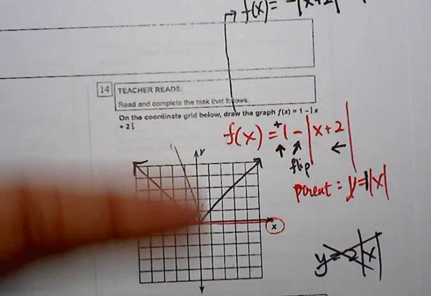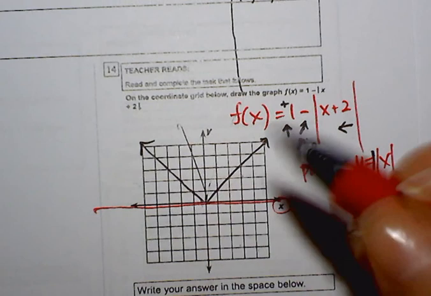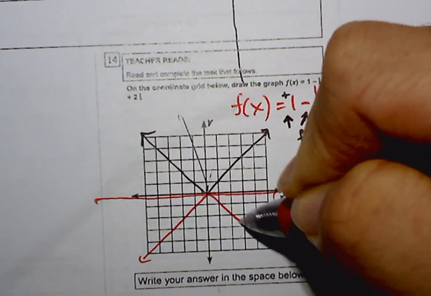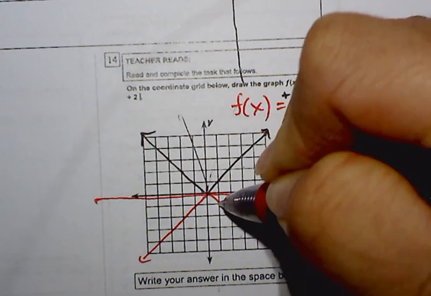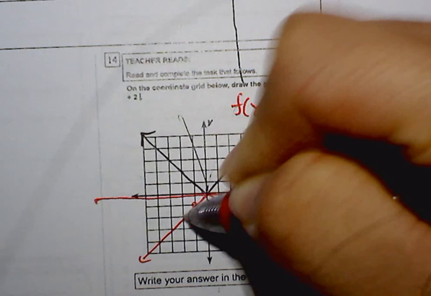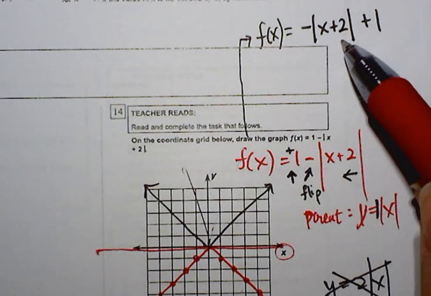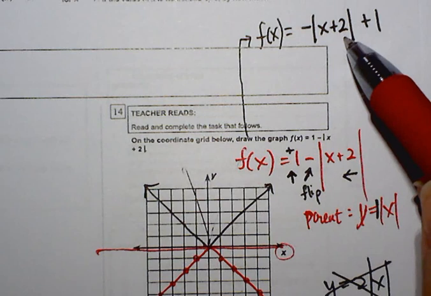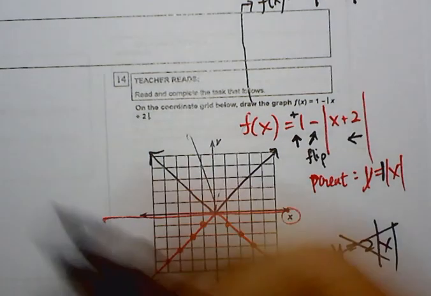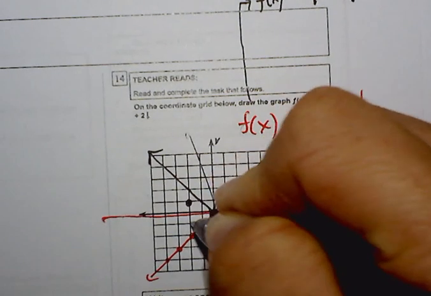Okay, so now we're going to flip it. Make sure you cross all your points still. We flipped it, and then what do we do? Move it 2 to the left and 1 up. I'm going to start with my vertex: 2 to the left, 1, 2, and 1 up. 2 to the left, 1, 2, and 1 up.